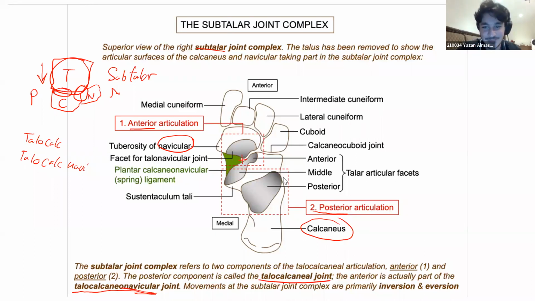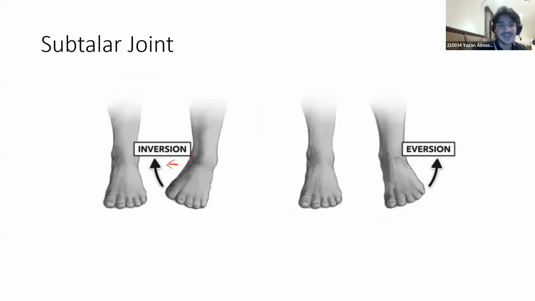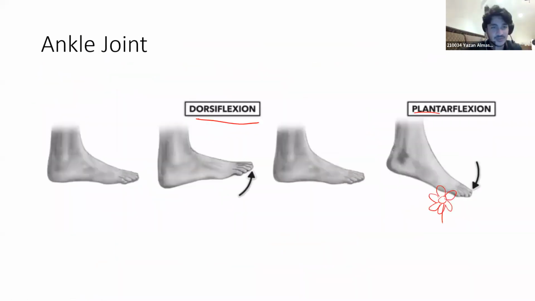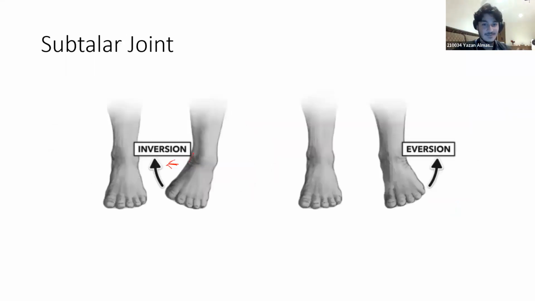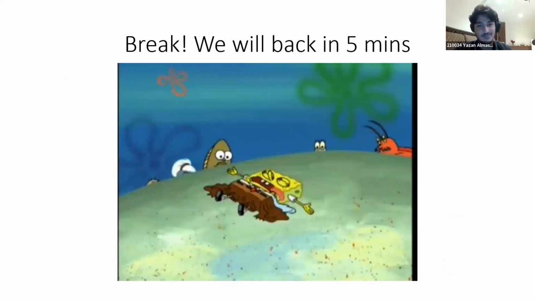Okay, so I hope this is clear. Oh my God, I skipped. So subtalar joint, inversion, eversion. Ankle joint, dorsiflexion, plantar flexion. Commit that to memory, please. In the exam, if someone puts ankle joint for eversion and inversion, I'll be really, really sad because I emphasize this so much. Now we can have a break for 5 minutes.